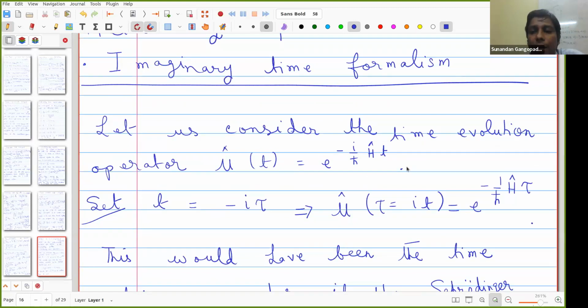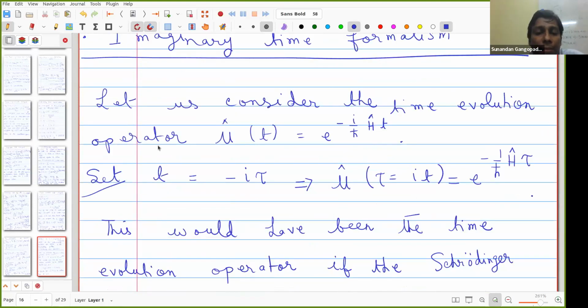Let us set this time t to be equal to minus i tau. So if I set t to be equal to minus i tau, what I'm doing is that I'm now saying that this time that I have here is not a real number, but rather it is a complex number. This tau that I have here is a real number, so this t now is becoming a complex number if this tau is real.